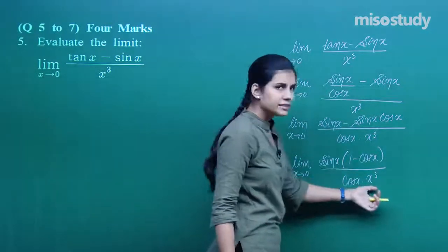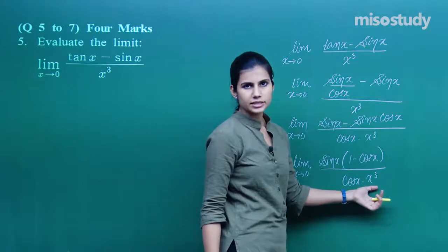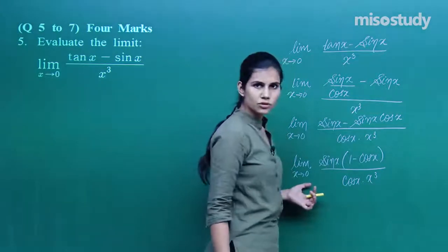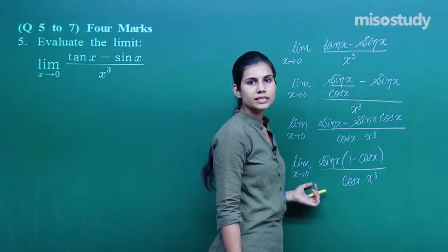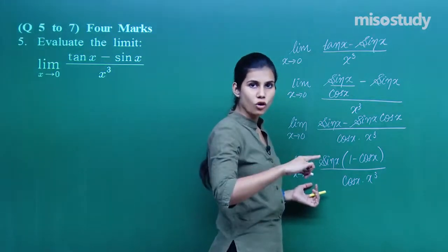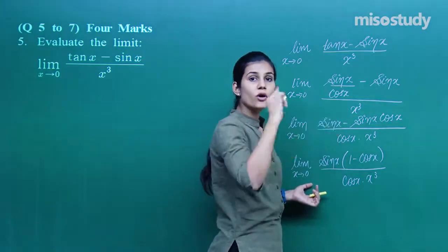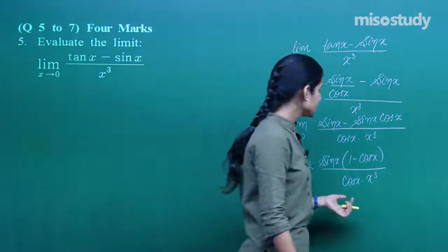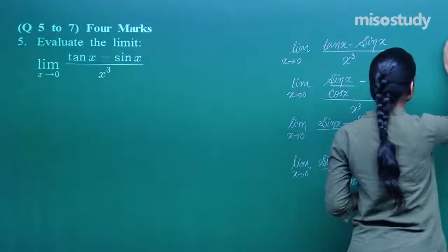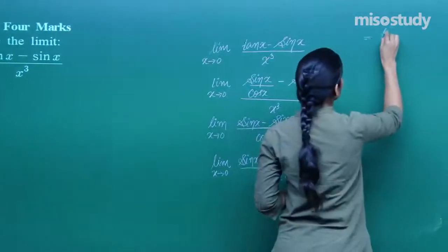Sin x is there, 3 x's are there in the denominator, and I have limit x tends to 0. If you can recall that very limit that we have done, limit x tends to 0, sin x by x is 1. That means limit of sine of an argument upon the same argument when that argument is tending to 0 gives you the value 1. Somehow I am going to use that and create the very same situation.